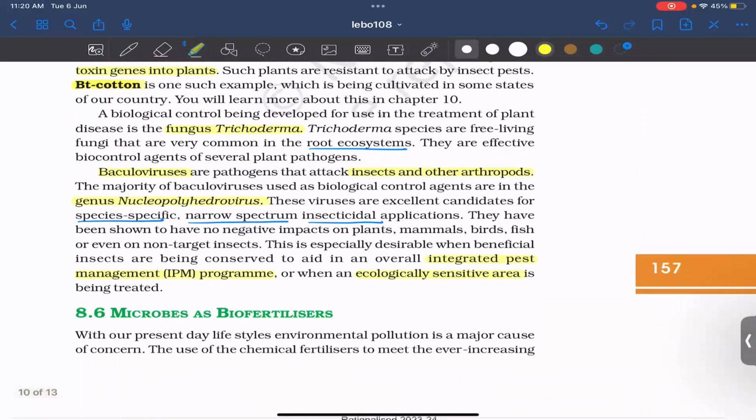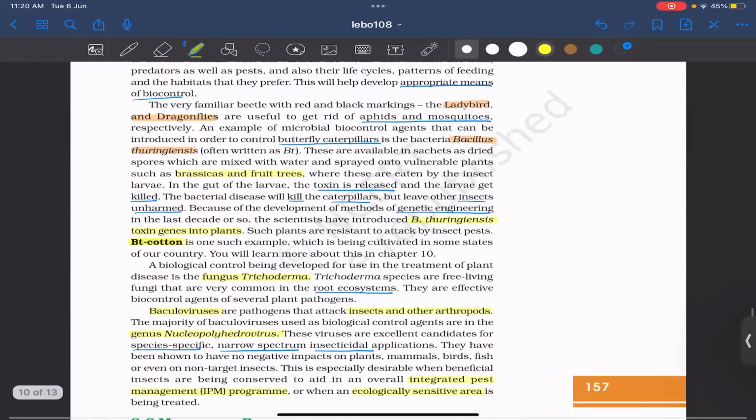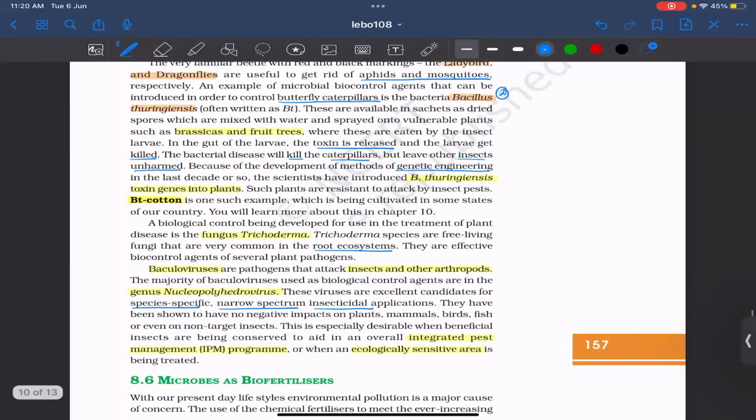So overall, you need to remember a few examples. For example, ladybird and dragonflies. Then next is Bacillus thuringiensis, and the third is baculovirus.